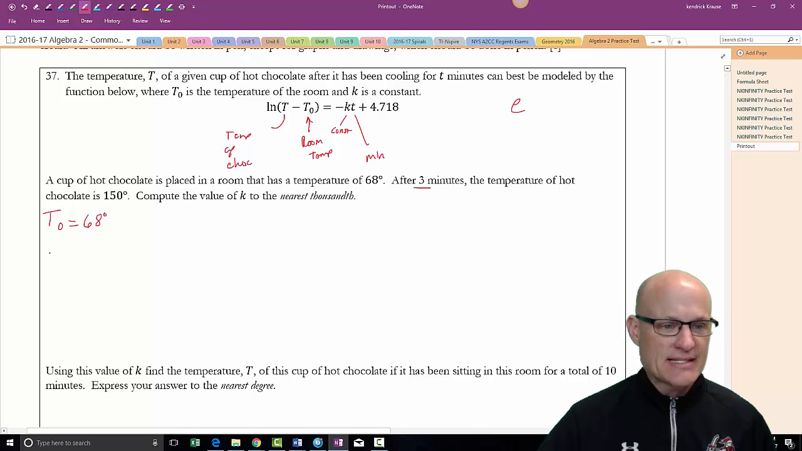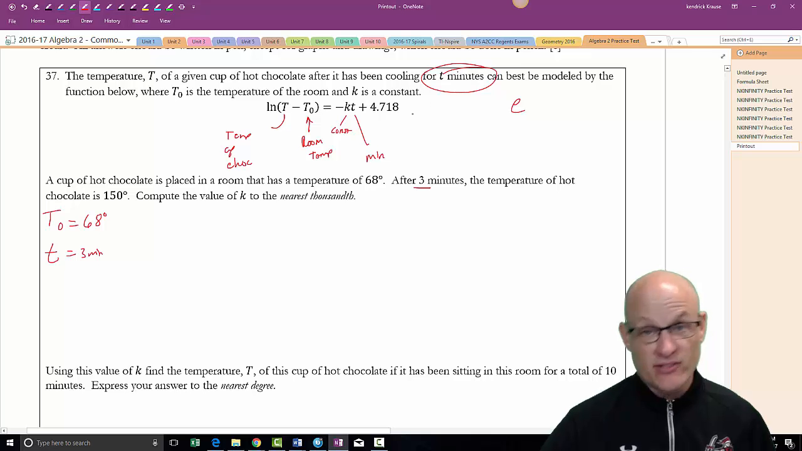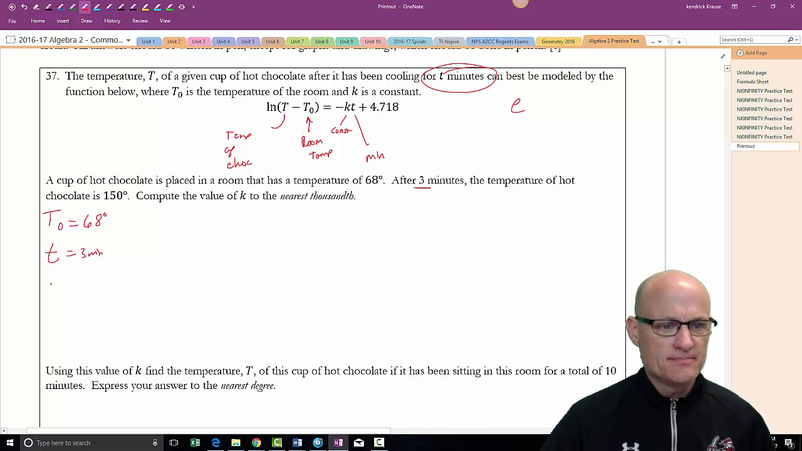After 3 minutes, my time is 3 minutes. Now wait, let's make sure, is time in minutes? Yep, time's in minutes. You got to be careful. Maybe it was seconds. I don't know. Again, watch your units. And the hot chocolate, or T, is equal to 150 degrees. Okay, so compute the value of K to the nearest thousandth. All right, so all we got to do is type this stuff in.